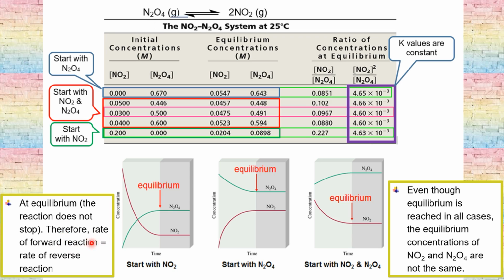Therefore, the rate of forward reaction is equal to the rate of reverse. Even though equilibrium is reached in all cases, the equilibrium concentrations of NO2 and N2O4 are not the same. Not the same, but constant. And one more thing: when we calculate the K value, it becomes constant, 4.6 times 10 power of negative 3, to show that the system has already achieved equilibrium.